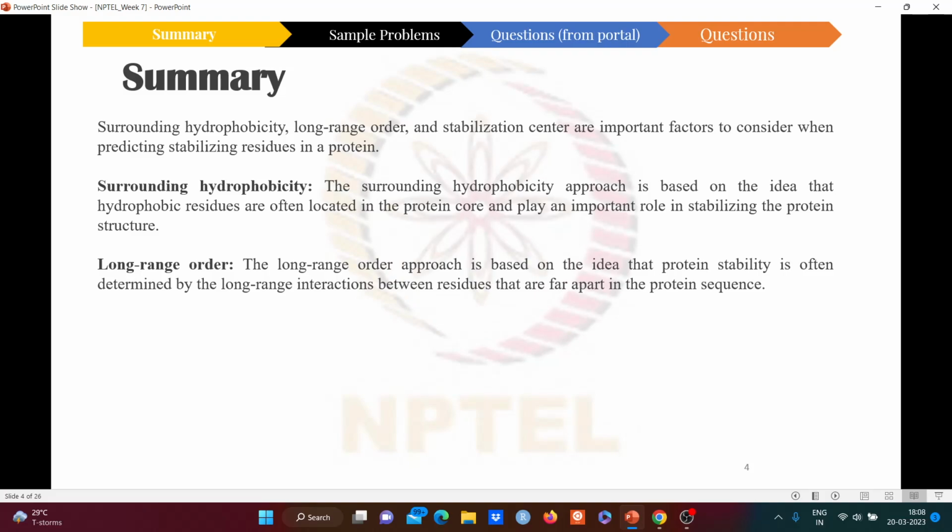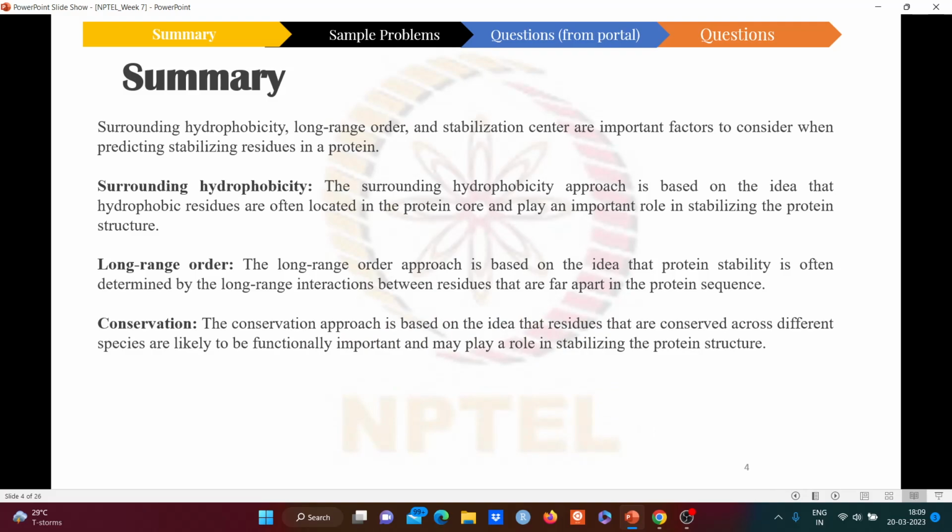Next is the long range order. This is based on the idea that protein stability is often determined by long range interactions between residues that are far apart in the protein sequence. This approach involves analyzing the sequence and structure of a protein to identify the residues that are spatially close and have similar physiochemical properties. Residues that are involved in long range interactions are often highly conserved and can be predicted as stabilizing residues. Next is the conservation score.